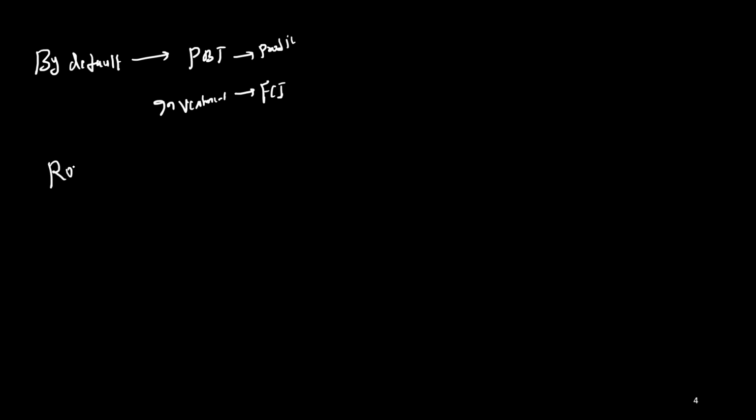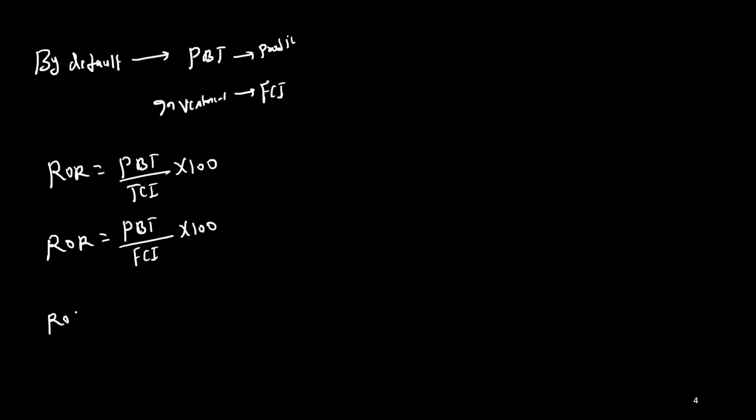But it can also be defined as rate of return equals profit before tax divided by total capital investment into 100, if your profit before tax and total capital investment are given. Or rate of return can also be written as profit before tax divided by fixed capital investment multiplied by 100, or as profit after tax divided by total capital investment into 100. And again, rate of return can be written as profit after tax divided by fixed capital investment into 100.